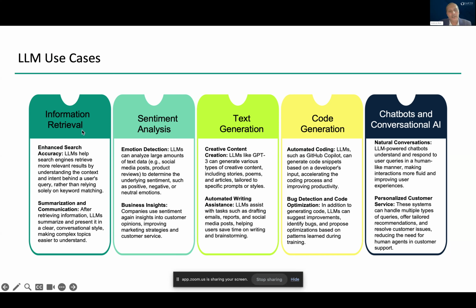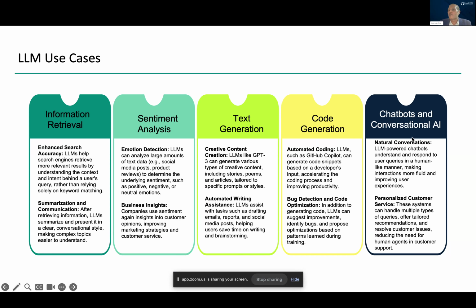What you have out there, you can simply implement an LLM to retrieve data meaningfully and contextually, or there's a use case of sentiment analysis. For example, it could be emotion detection or business insights from the data available. Text generation, obviously, I think a lot of us have been using ChatGPT. We don't have to speak about it. Code generation, as developers, we know the power of this.